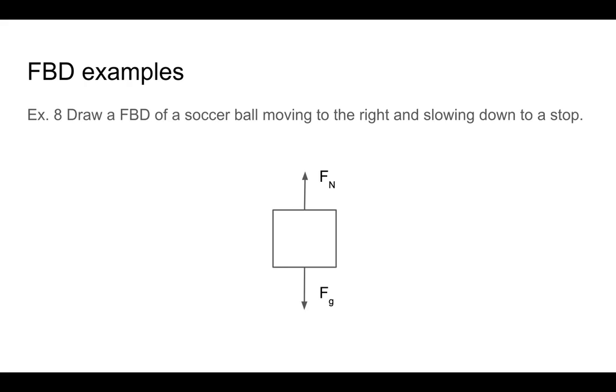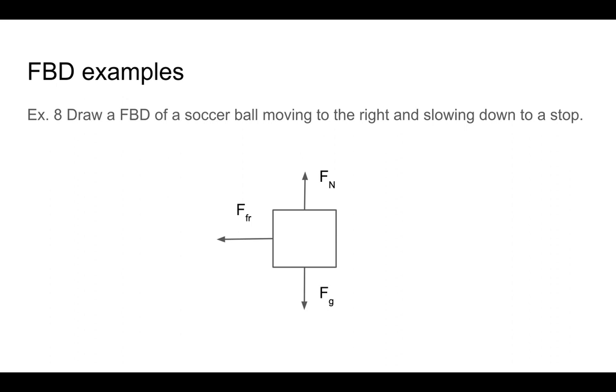It's to the left. All right, remember, friction always acts to oppose the motion of the object. So since the soccer ball is moving to the right, that means friction is to the left. And I label my force of friction F sub FR like this.